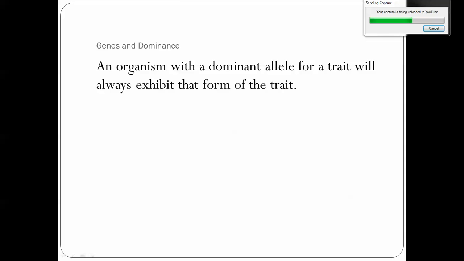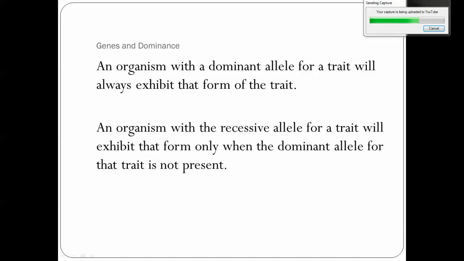And an organism with a dominant allele for a trait will always exhibit that form of the trait, which I just said. So if we have the allele for being tall, we're going to be tall. Or in pea plants, if they have that allele for being tall, they're going to be tall. It doesn't matter if they have one tall, one short, or two talls, they're always going to be tall. And an organism with a recessive allele for a trait will exhibit that form only when the dominant allele for the trait is not present.